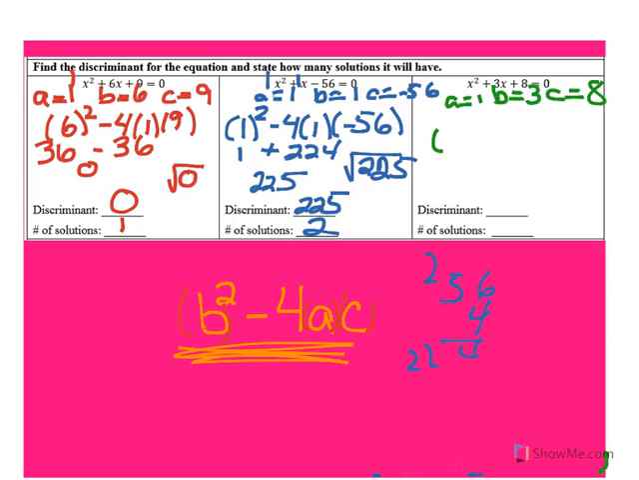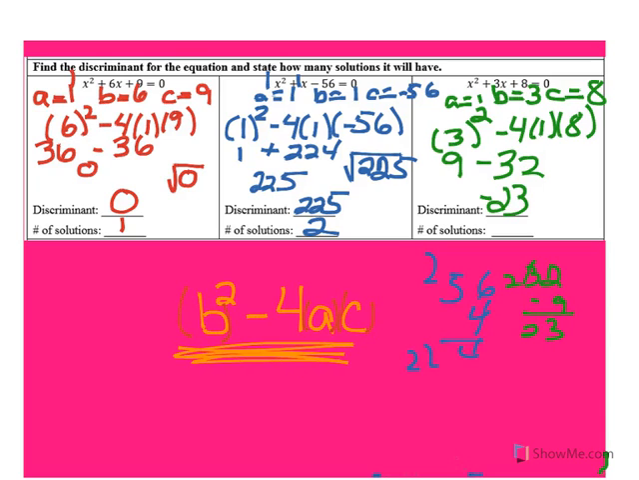Go ahead and sub that in. B squared would be 3 squared minus 4 times A, which is 1, times C, which is 8. 3 squared is 9, minus 4 times 1 is 4, times 8 is 32. 9 minus 32 is negative 23. So visualize a negative number under a radical. There is no way to solve that, so there is no solution.